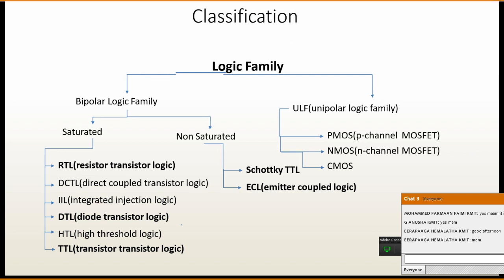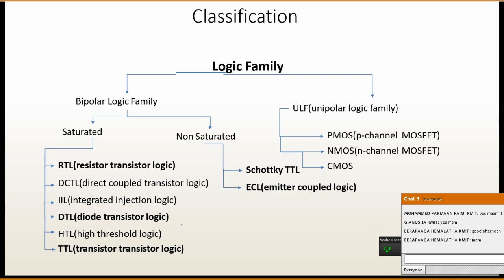Logic families are divided into two types: bipolar logic family and unipolar logic family. As the name indicates, the transistor is the best bipolar device, because conduction in a transistor takes place by two types of carriers, both majority and minority. Whereas in unipolar, conduction takes place only by majority carriers, that is, a single type of carrier is responsible for conduction. Bipolar is again classified into two types: saturated and non-saturated.